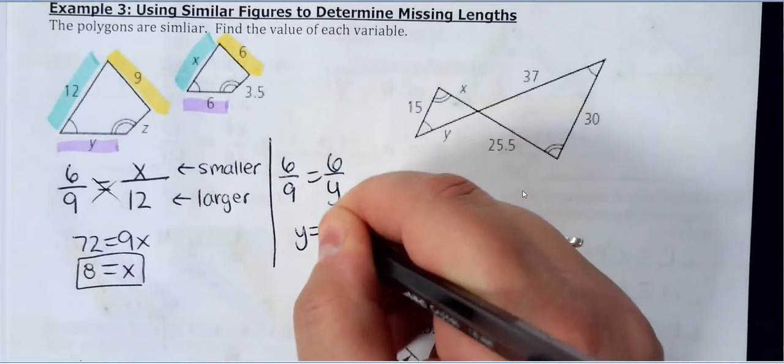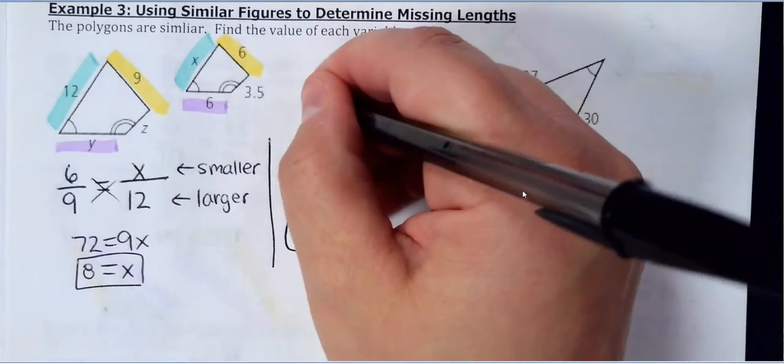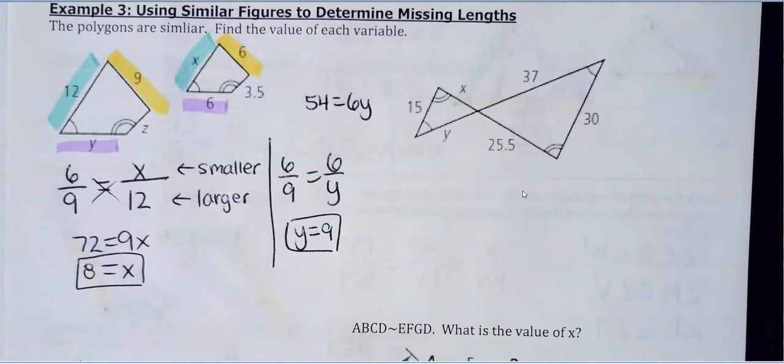9. Now, if you actually do go through and cross multiply that, 9 times 6 is 54, 6 times y, 6y, divide that, you'll still get 9. But if the tops both match, the bottoms have to both match if you're setting up.